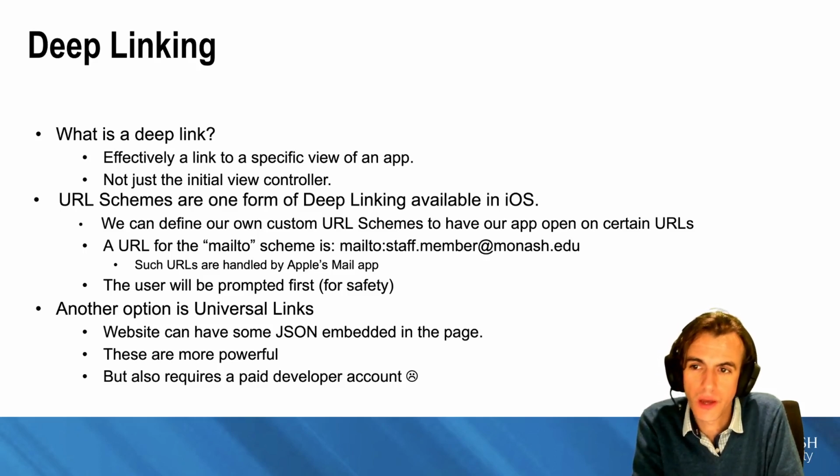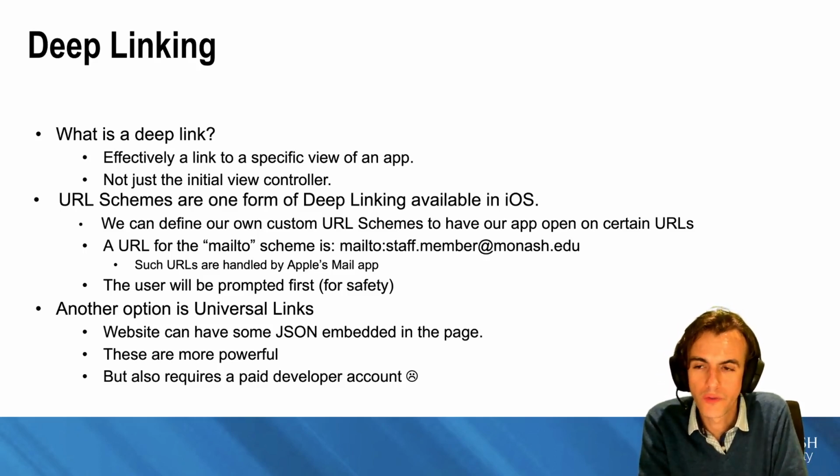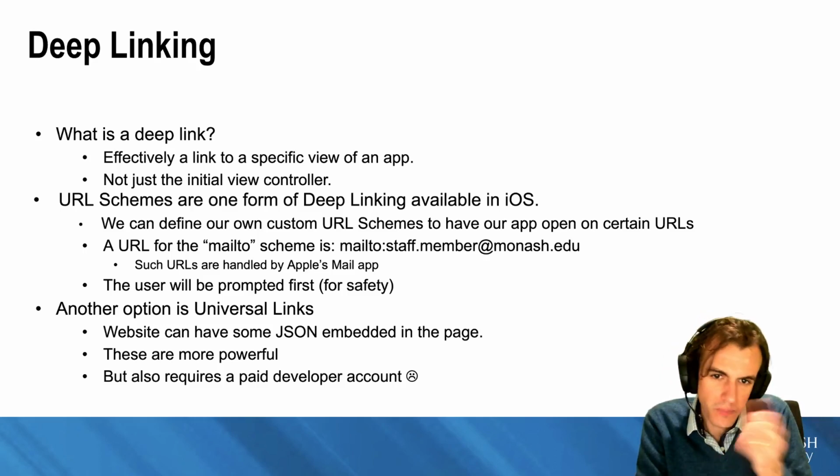There's a couple of options that we have for doing deep linking. One of them is URL schemes, and URL schemes are the same way that we can open a web browser and immediately load a particular page, or we can open the mail app and immediately start composing an email to a particular staff member, in each case just by clicking on a link. So common URL schemes you would have seen would be HTTPS, that's handled by a web browser, or mailto, which is the one that's handled by the mail client.